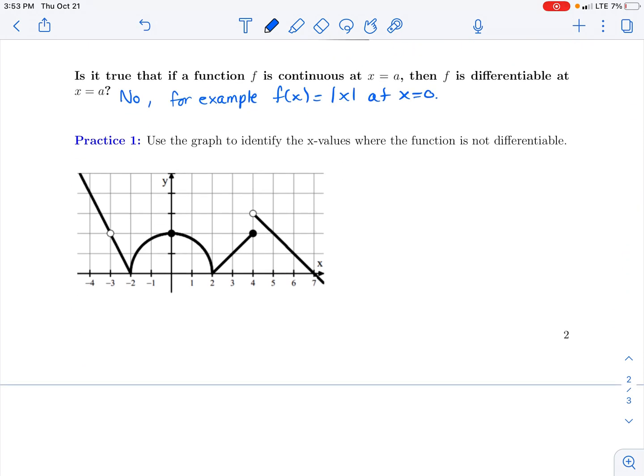Okay, so I want to now just do an example. You'll get more practice with this in class. It says use the graph to identify the x values where the function is not differentiable. So you want to look at the x values here, and remember that if the function's not continuous at that point, it's not differentiable there. So at x equals -3 and x equals 4, the function is not continuous. So it's not differentiable.